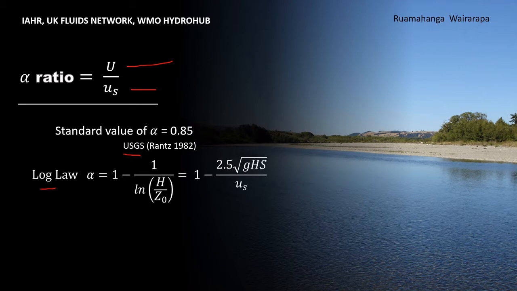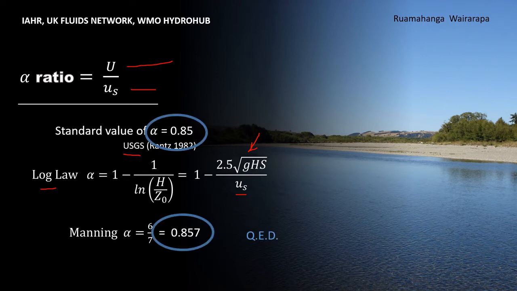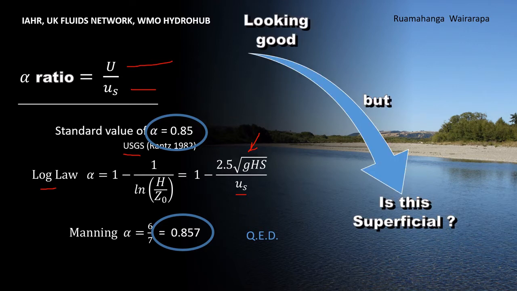With the log law equation, we get this relatively simple alpha formula, and you can see that the alpha ratio here depends on the surface velocity and depends on the shear stress. With Manning's equation, everything cancels out and we just get 6/7 for the mean velocity to surface velocity, giving an alpha ratio of 0.85, which is the same as the recommended USGS value. So things are looking good.